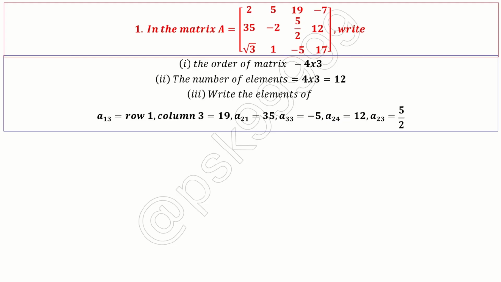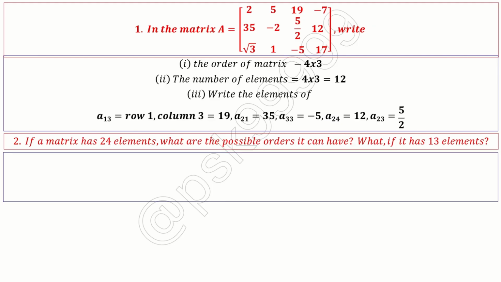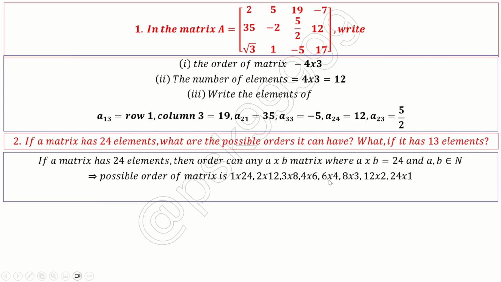Next, if a matrix has 24 elements, what are the possible orders it can have? What if it has 13? We know that 24 is a composite number, so it has several factors and all factors are possible, and you have only rows and columns. So 24 elements can be written in a form where a into b equals 24. So several orders of matrix are possible: 1 into 24, 2 into 12, 3 into 8, 4 into 6, 6 into 4, 8 into 3, 12 into 2, and 24 into 1.